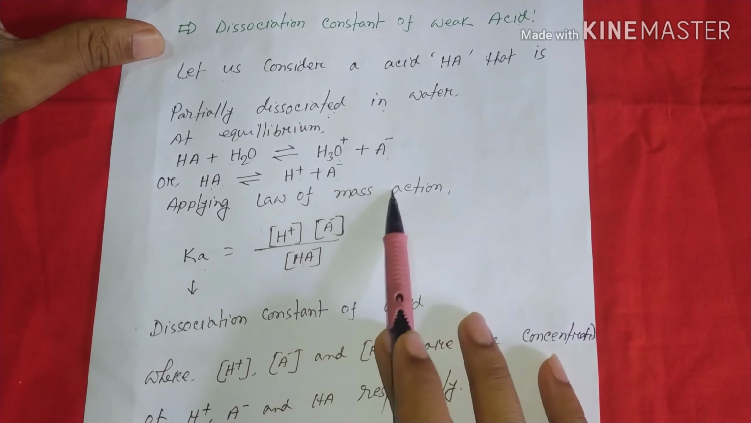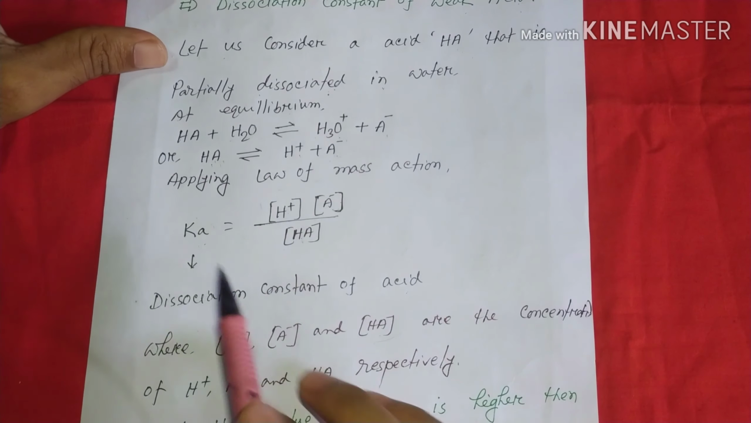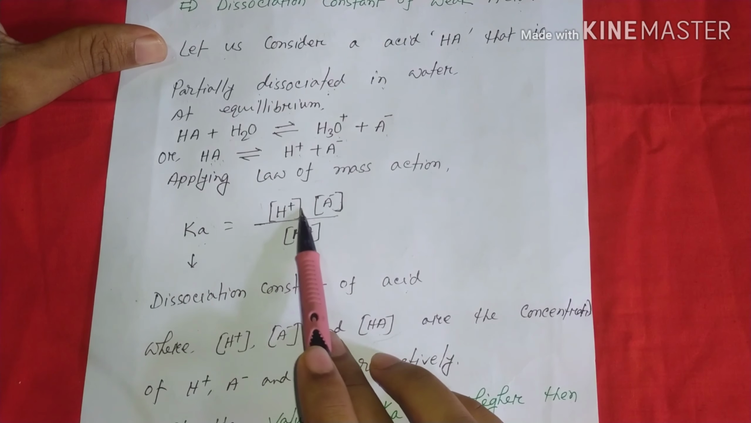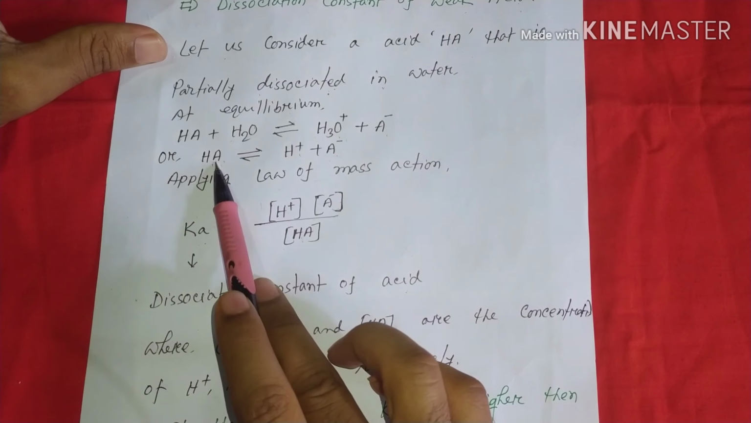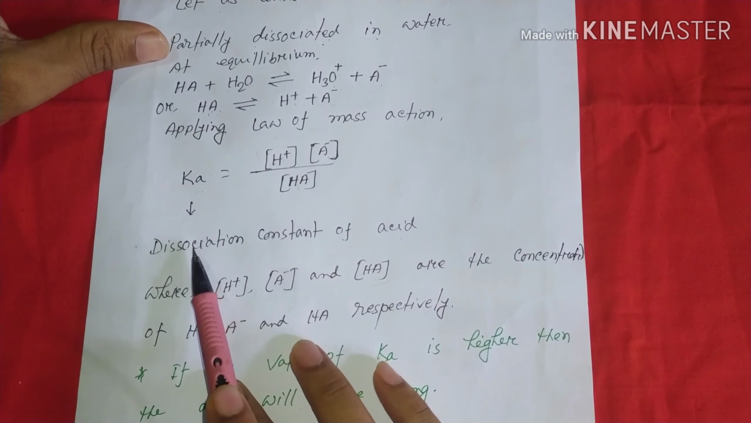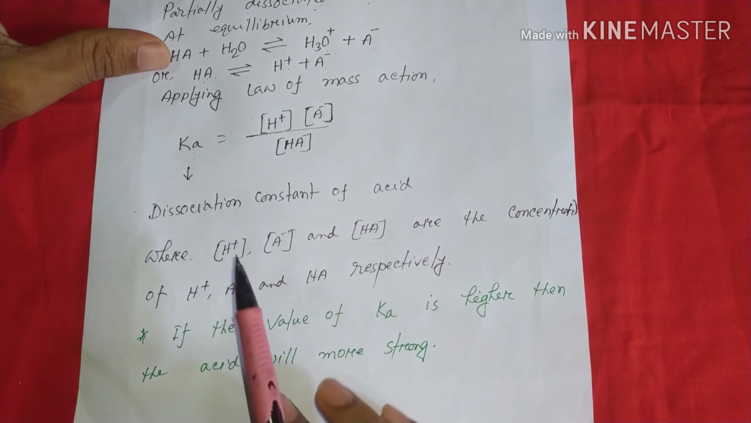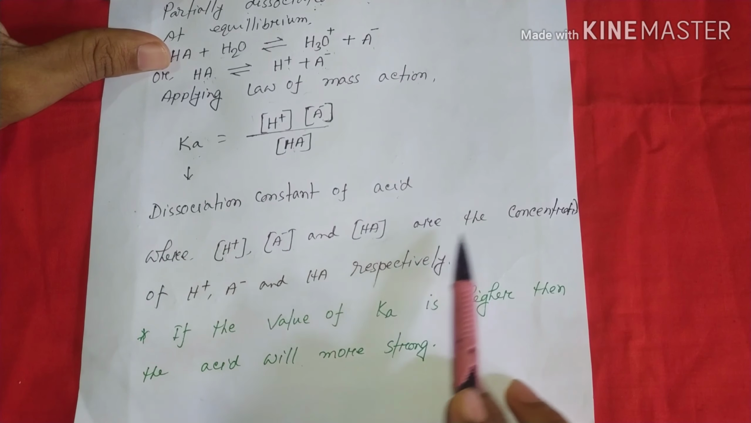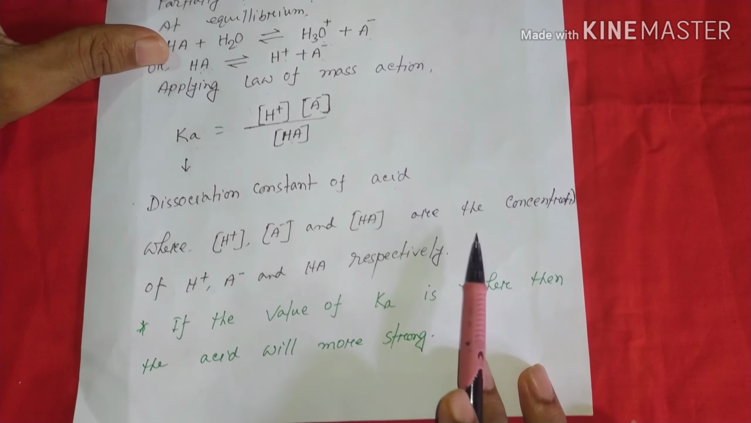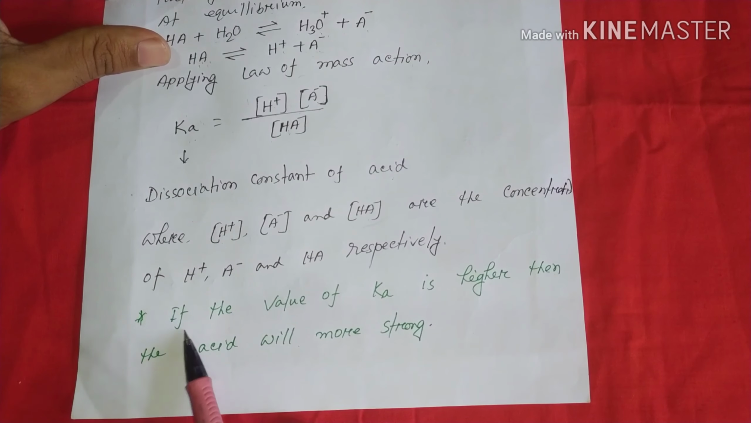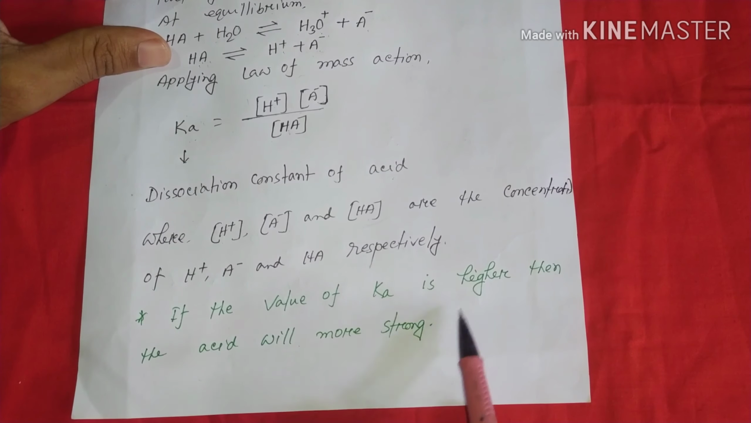Applying the law of mass action for equation 2, K is equal to the concentration of proton times the concentration of anion, divided by the concentration of weak acid. Here K is the dissociation constant of acid, where the concentration sign denotes the concentration of proton, anion, and HA respectively. So if the value of K is higher, then the acid will be stronger.